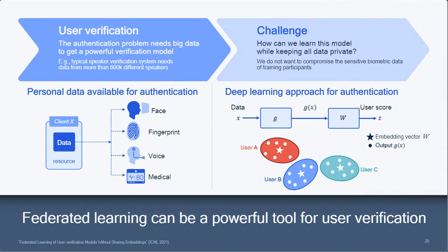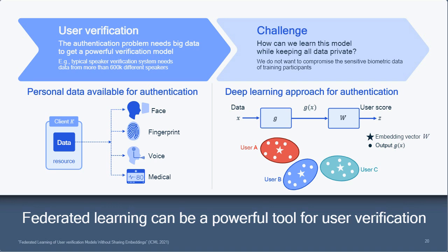Now, one nice example of what federated learning can do is in the scope of user verification. And this is from a work we presented recently at ICML. So just to give some background, on user verification, we would like to use personal data to authenticate someone. You can think of a face image or a fingerprint, a voice, or even some other medical biometric. And of course, the authentication problem, if we use deep learning, we would need a lot of data to train a very powerful verification model. Like, for example, speaker verification, sometimes it can go upwards of 600,000 different speakers. So the challenge is, how can we learn this model while keeping all the data private? Even for the ones that want to participate in training, can we keep from compromising that biometric data?